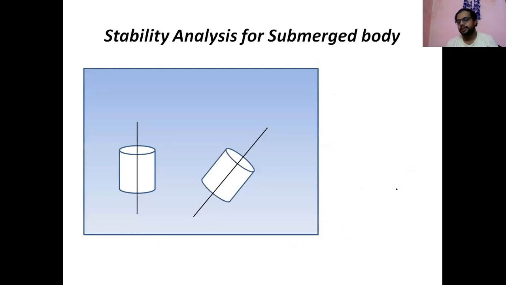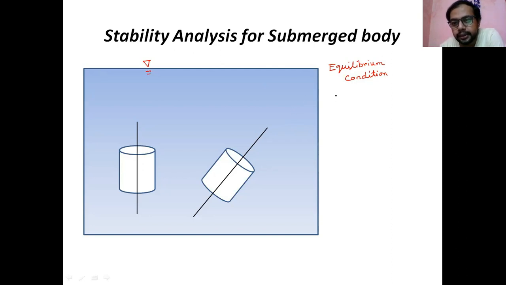Next, the stability of the submerged body. We have already given you the concept of the submerged body. The submerged body is inside the water, below the free surface. So in the case of the submerged body, the stability analysis means we know the equilibrium condition. The body is in a submerged condition, inside the water, but it is at equilibrium. When will it be at equilibrium?